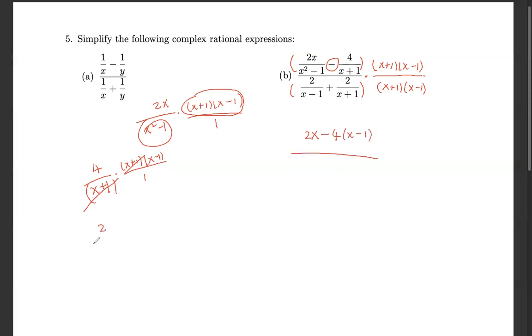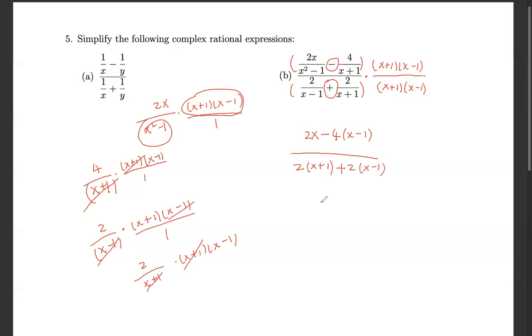In the denominator, we have 2 over x minus 1 times the common denominator x plus 1, x minus 1. Well, this is something over 1. We see these two canceled. So we're left with 2 times x plus 1. Then that's addition. Adding 2 over x plus 1 times x plus 1 times x minus 1. Same thing, these two canceled. So left with 2 times x minus 1.